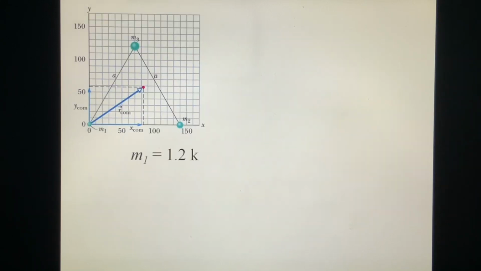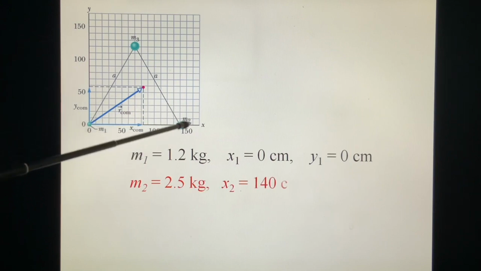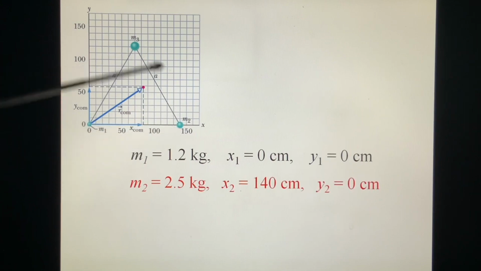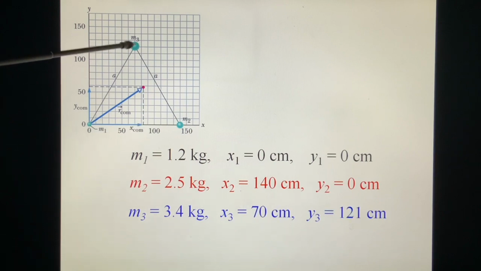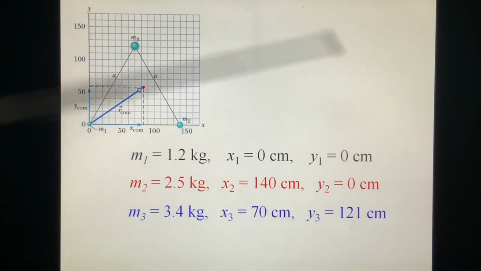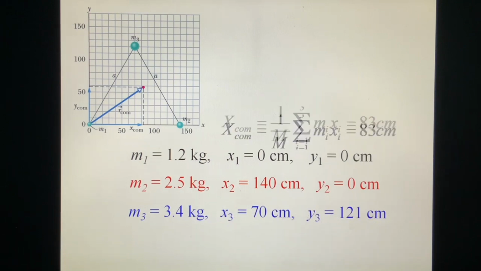We write down all the information. M1, mass 1.2 kilograms, X1 is 0, Y1 is 0. M2, 2.5 kilograms, X2 is 140, Y2 is 0. M3, mass 3.4 kilograms, X3 is in the middle, so half, 70. Y3 we can calculate from this triangle, it is 121. Then we put in the formula.